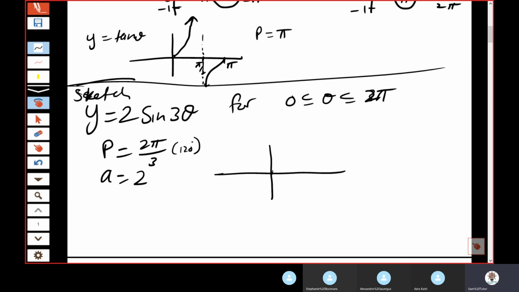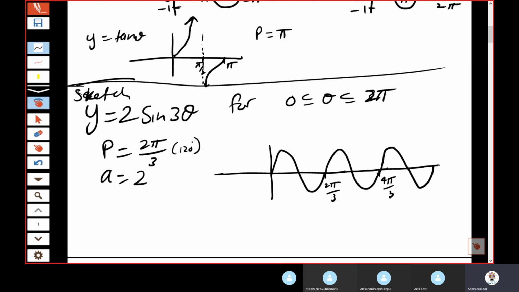Watch. That's 120 degrees, 2 pi on 3. I see 1 sine. 2 sines. 3 sines. 6 pi on 3, which is 2 pi. Yeah, period. Amplitude was 2 to negative 2. 1 sine, 2 sines, 3 sines.